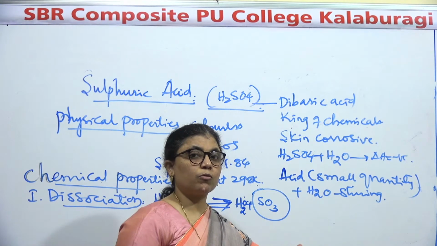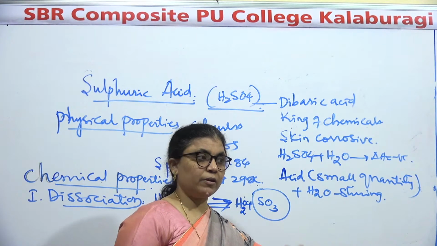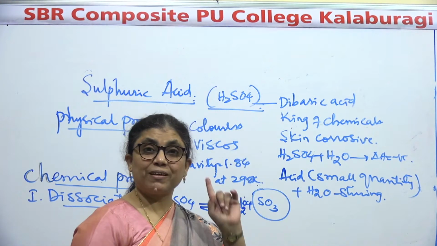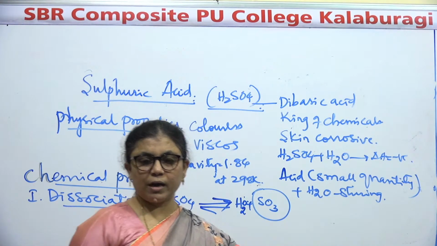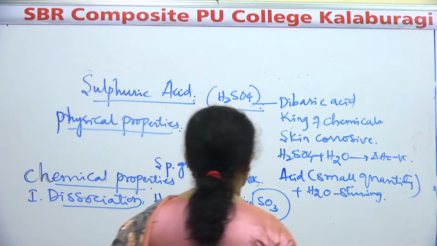Usually for carboxylic acids we have studied in organic chemistry, the values are like formic acid 10 to the power minus 4, acetic acid 10 to the power minus 5. But this one is 10 to the power plus 1. That's why it is called the king of chemicals. We'll write acidic nature.